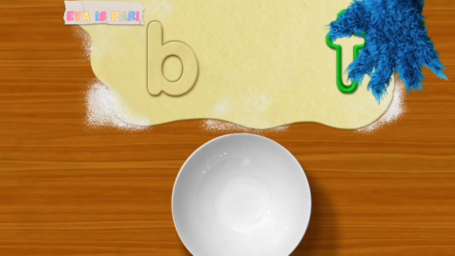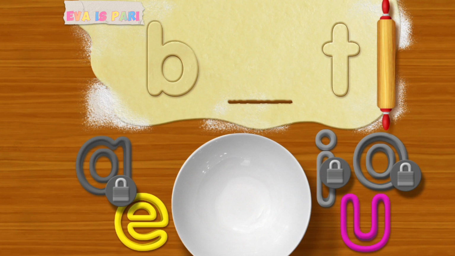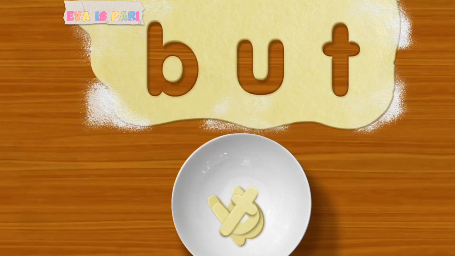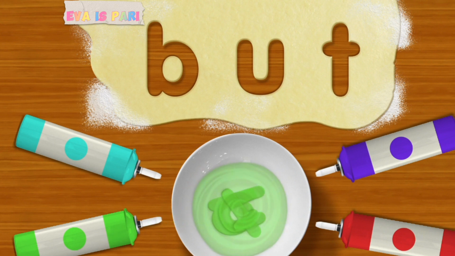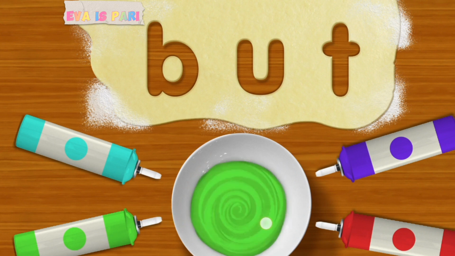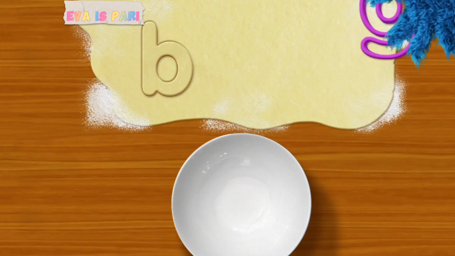B, T. Do you know which letter is missing? Correct. It's letter U. B-U-T. But. Mix it, mix it, mix it, mix it. Yeah! Our but cookie is ready.